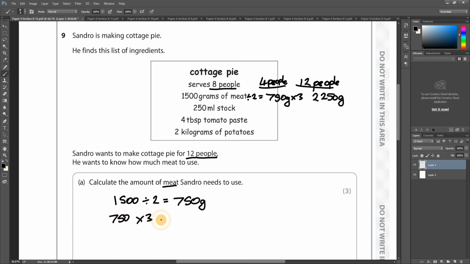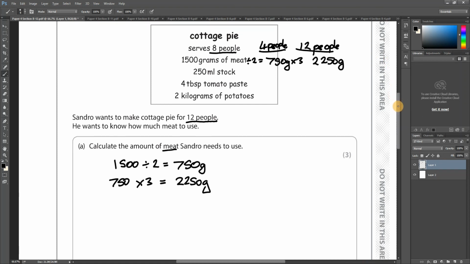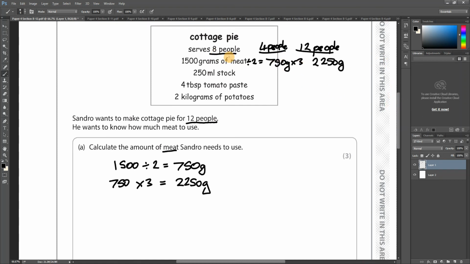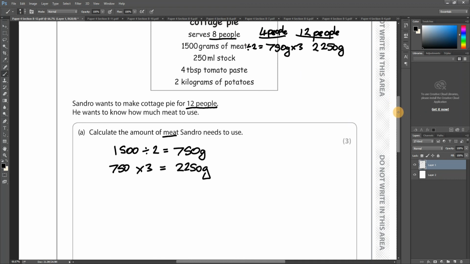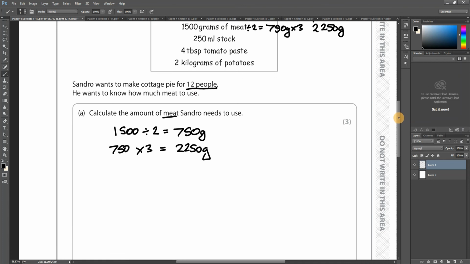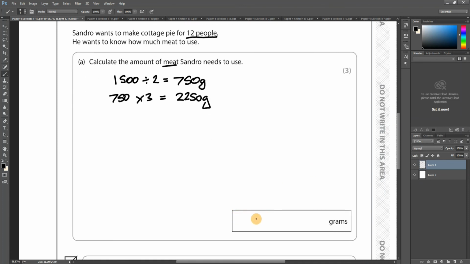You could have times it by 3. You get your answer, 2250 grams. Or you could have just added it together. You could have done 1500 plus 750, like how you do 8 plus 4 gives you the 12. You could have done it that way as well. You would have got the same answer, 2250. That's part A done.